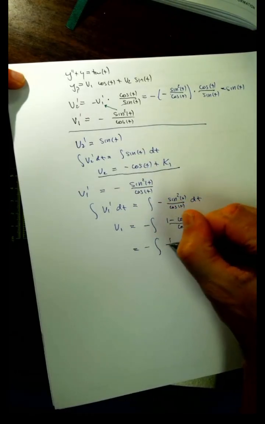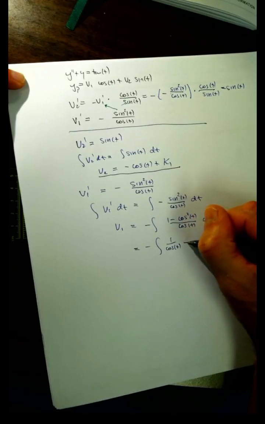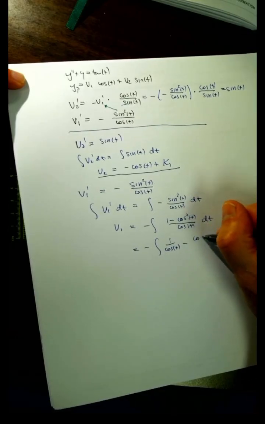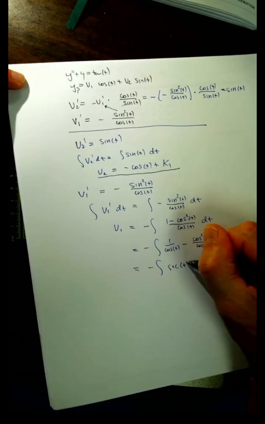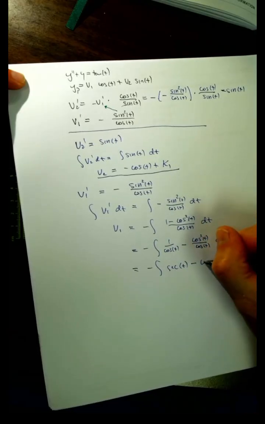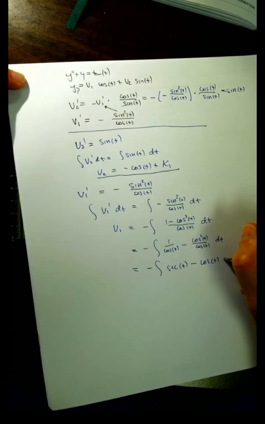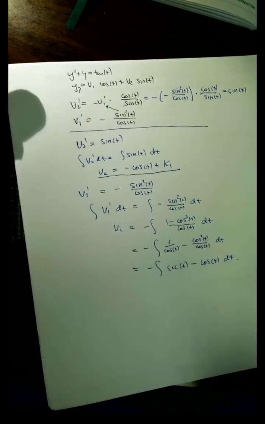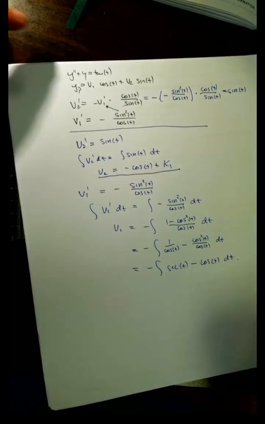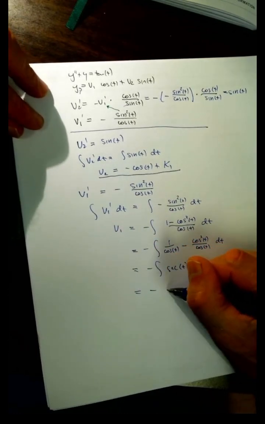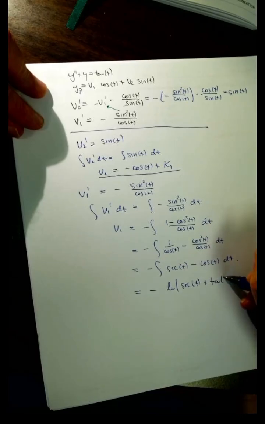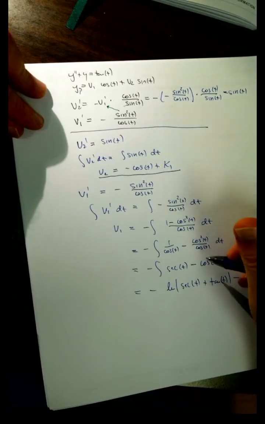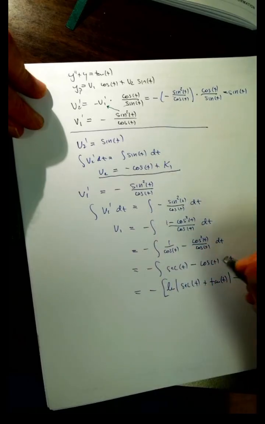Let me break this up into two pieces. I get 1 over cosine t minus cosine squared over cosine. So this is the integral of the secant minus, and then cosine squared over cosine is just cosine, and I'm in luck, I can do that. Right. So from Calc 2, this becomes minus the log of secant plus tangent, and the antiderivative, I gotta be careful here, minus all of this.